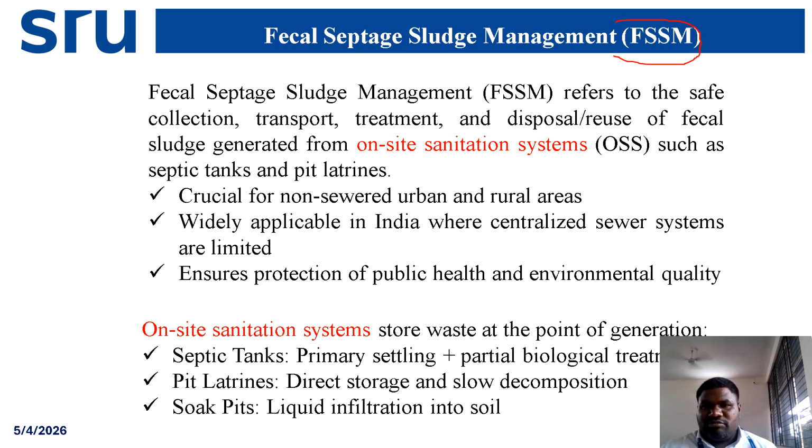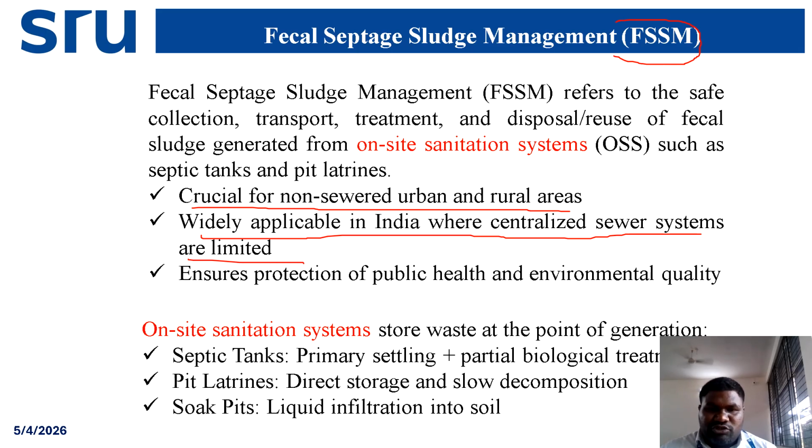Our main management option is first collection, then transportation, treatment, and finally disposal. This is for on-site sanitation systems such as septic tanks and pit latrines. It is crucial for non-sewer urban and rural areas where a sewer network is absent. It is widely applicable in India where centralized sewer systems are limited, and it ensures protection of public health and environmental quality.